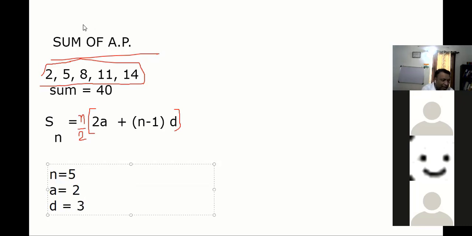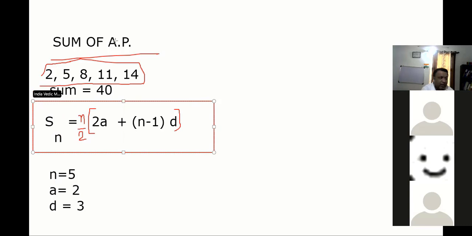If you apply this, and I want everyone to write this, your sum becomes the sum of n terms, Sn or S5, whatever you call it. n by 2, 5 by 2. I am trying to tell you it works both ways, and then we are going to solve many questions.